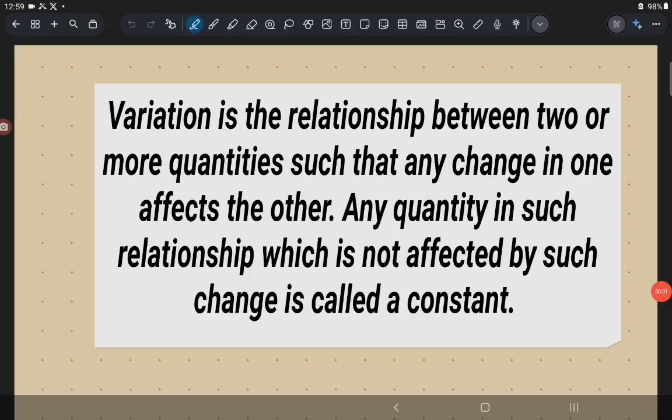Video is talking about variation. Variation is the relationship between two or more quantities such that any change in one affects the other. Any quantity in such a relationship which is not affected by such change is called a constant.